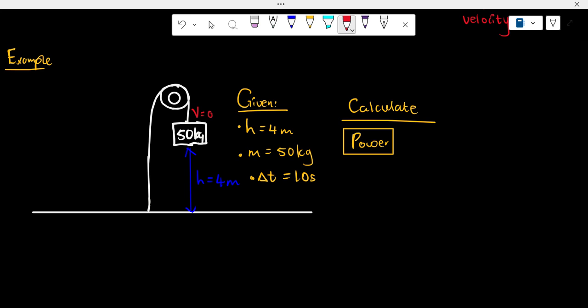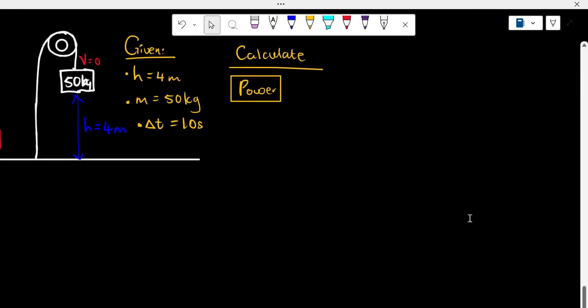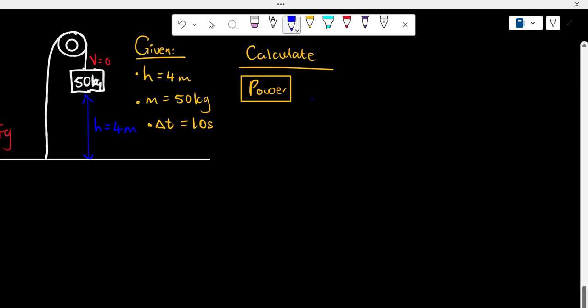There is no frictional force acting on it. There is no normal force, definitely, because it's not on a surface. So the only force acting on this object is going to be your gravitational force. Okay, so from here I can then say P equals the force times delta x over delta t.